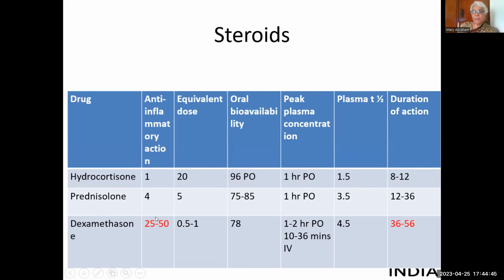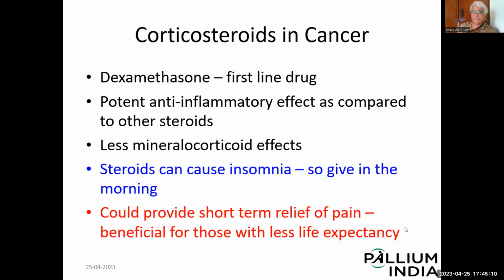Now just see how potent dexamethasone is. It has anti-inflammatory action 25 to 50 times as much as hydrocortisone. And its plasma half-life, or duration of action, is 36 to 54 hours. So it's got a long duration of action, so it's given as a once a day dose. Because of that, it's a first-line drug, with potent anti-inflammatory effect and less mineralocorticoid, so less chance of sodium and water retention.